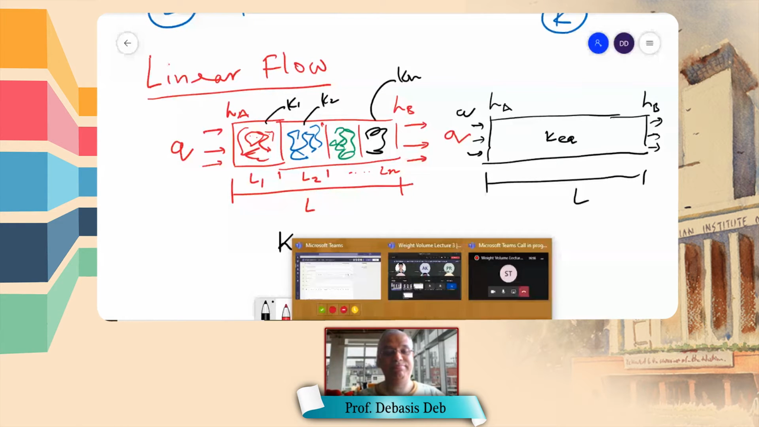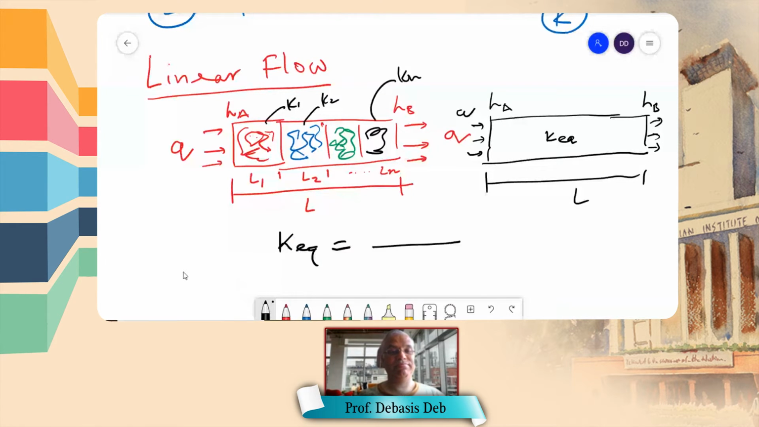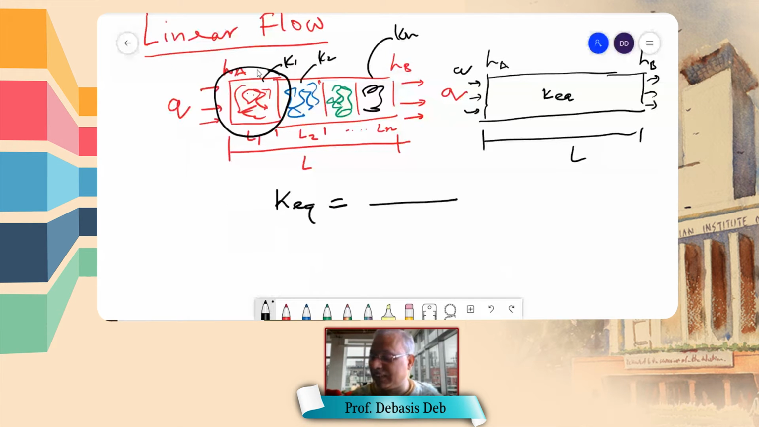So we can start using Darcy's equation. Yeah, that's what you have to use. That's the equation for each layer, right? Okay, you tell me for the first layer, what will be the Darcy's equation? This layer. What will be the Darcy?